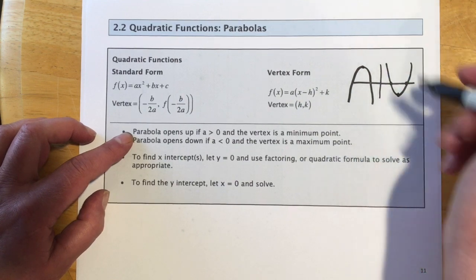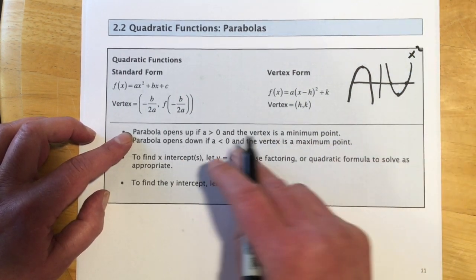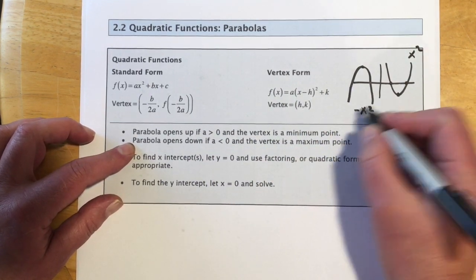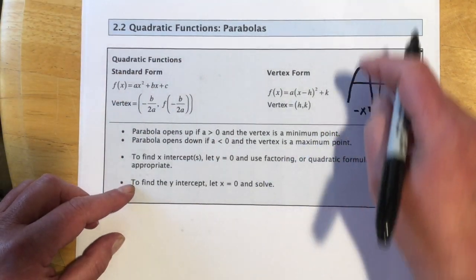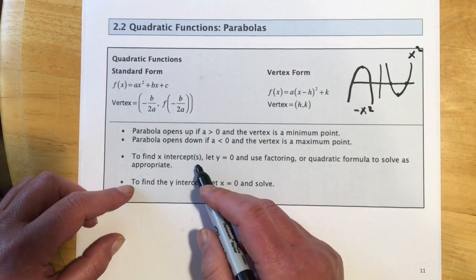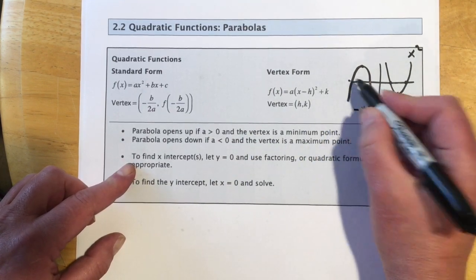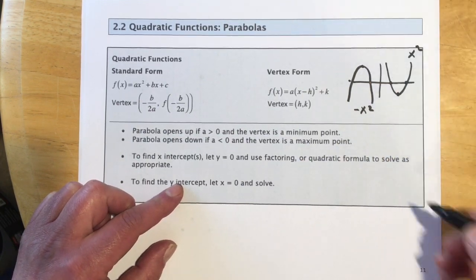A couple of notes. Parabolas open up if we have a positive x squared, so if the coefficient in front is positive. Parabolas open down if we have negative x squared, so if we have a negative in front. So we can always tell just by looking at the formula which case we have. Like I said earlier, for x-intercepts, we let y equal 0 and solve. For y-intercepts, we let x equal 0 and see where it crosses the y-axis.